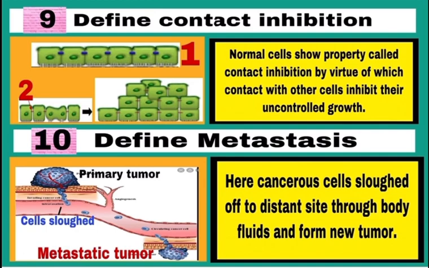10th definition, metastasis. Here, cancerous cells slide off to a distant site through body fluid and form a new tumor. See the diagram to clear it. प्राइमरी ट्यूमर से कुछ सेल्स निकलकर ब्लड के थ्रू डिस्टेंट साइट पर पहुंच गए हैं and these cells are forming a new tumor at the second site and this tumor is called as metastatic tumor.